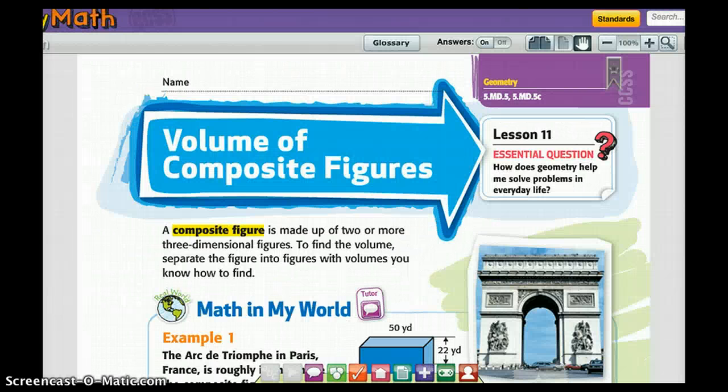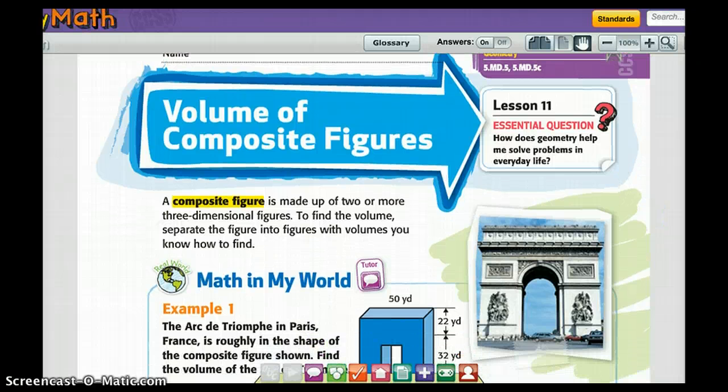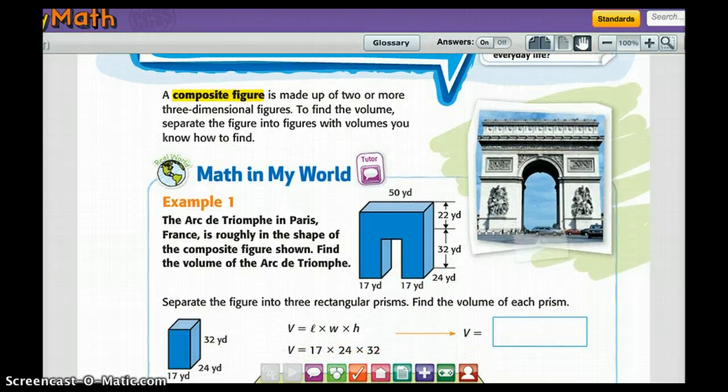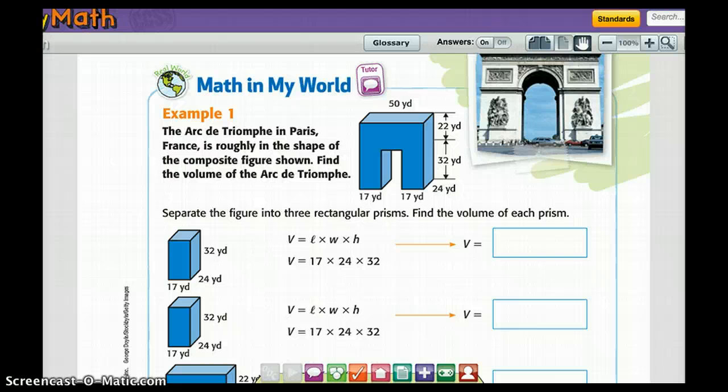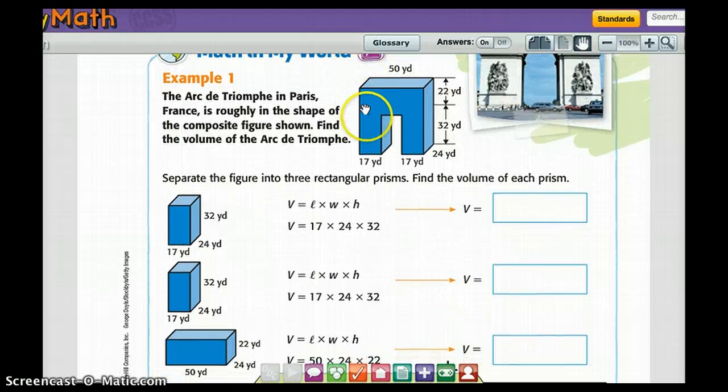All right, let's take a look in your book. I am on page 967. So remember, a composite figure is made up of 2 or more 3D figures. So you guys have seen figures like this on Evaluate. So here's an example, and this is the Arc de Triomphe in Paris, and it's roughly this shape.